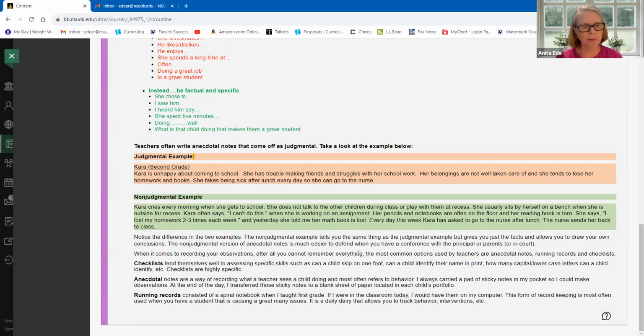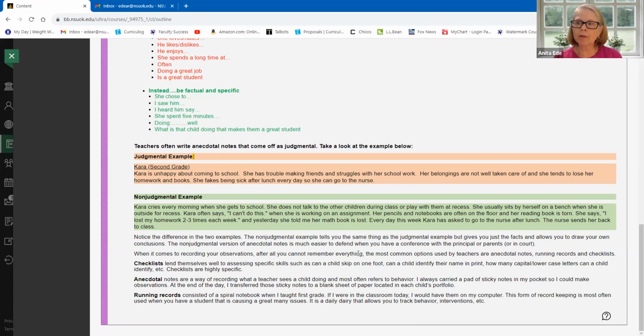The first example, when you look at this, Kara is unhappy about coming to school. She has trouble making friends and struggles with her homework. Her belongings are not well taken care of. She fakes being sick after lunch. You know, those are judgment calls. They may be totally true. I mean, who knows? But they're judgment calls.